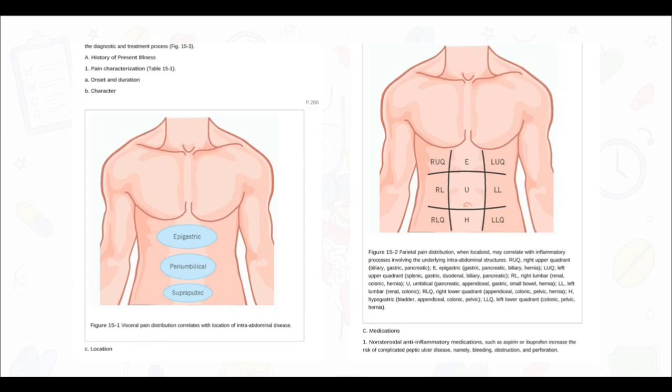Anatomically, this maps out in a really fascinating way. Visceral pain maps vaguely to the midline. So epigastric pain correlates with foregut structures like the stomach or biliary tract. Periumbilical pain maps to the midgut, like your small bowel and appendix. And suprapubic pain aligns with hindgut structures. Conversely, parietal pain localizes directly to specific anatomical quadrants based on whatever underlying organ is actually inflamed. Catching that transition from midline vague pain to a specific quadrant is a massive clinical clue.